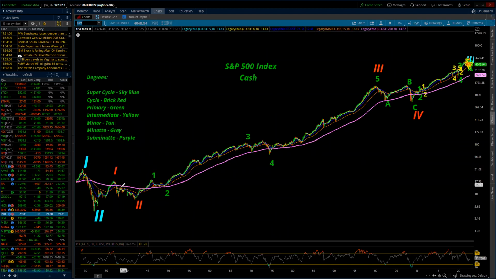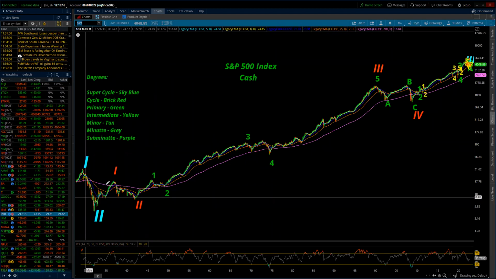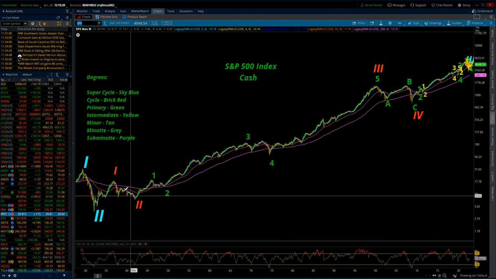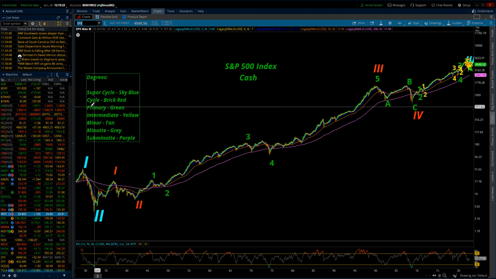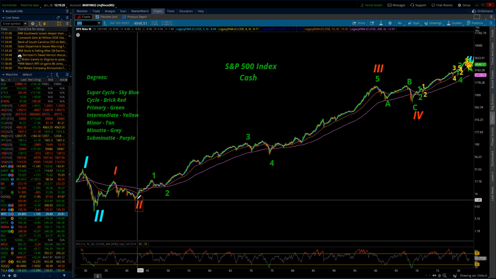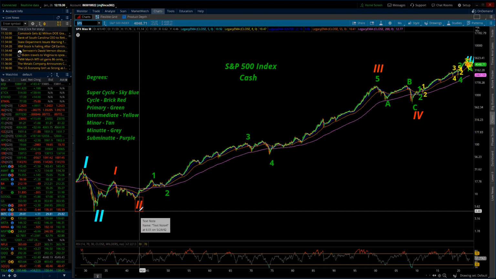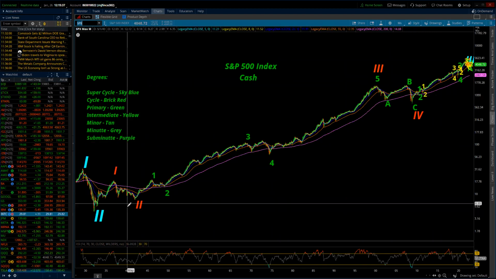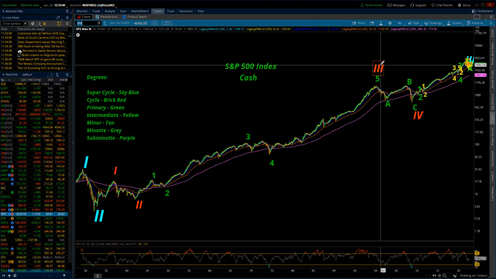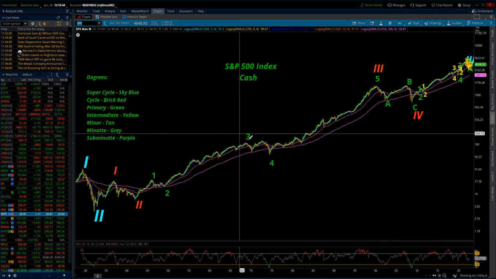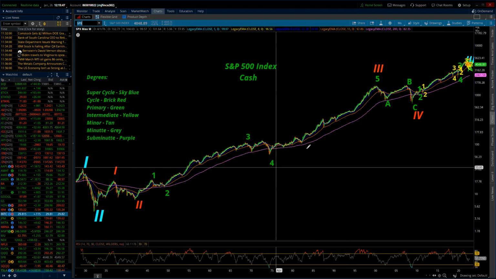Now, what's going to be in that cycle wave 1? 5 waves of primary degree. What's going to be in this cycle wave 2? 3 waves of primary degree labeled ABC. It gets a little crunchy if I try to stick it in there because we've got so much data compressed into such a small chart. So again, building blocks. Now, as we began this cycle wave 3, what is that going to consist of? 5 waves of primary degree. And here they are labeled.